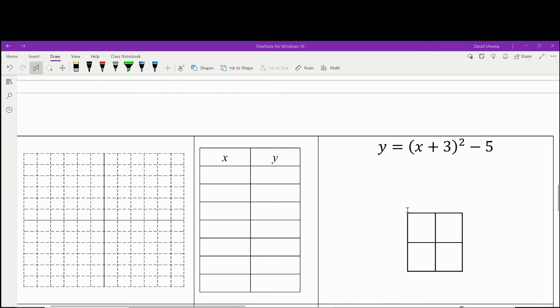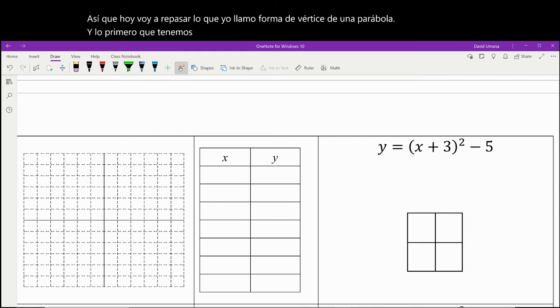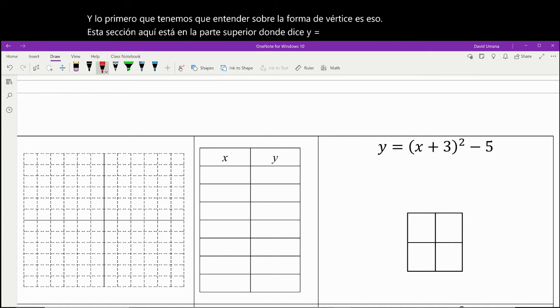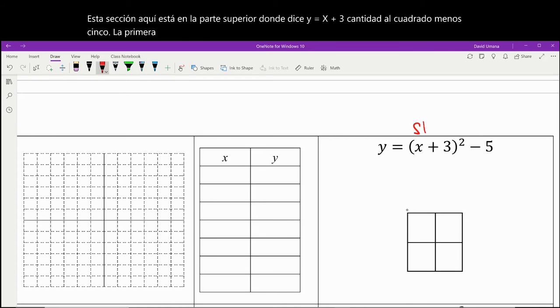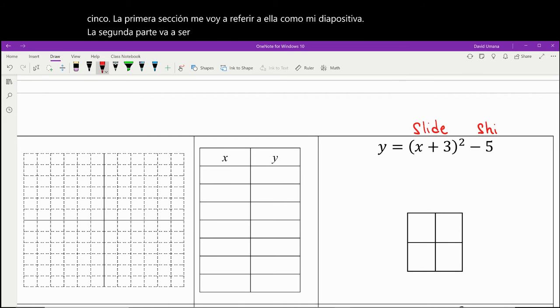Okay, so today I am going to review what I call vertex form of a parabola. The first thing we have to understand about vertex form is that this section here on the top, where it says y equals (x plus 3) quantity squared minus 5, the first section I'm going to refer to as my slide. The second part is going to be reserved and called the shift.